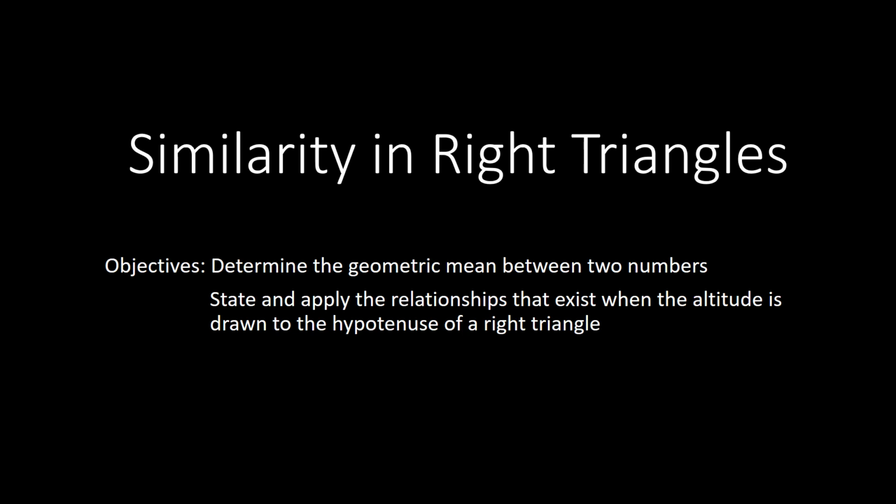In this lesson, you will learn to determine the geometric mean between two numbers, as well as how to state and apply the relationships that exist when the altitude is drawn to the hypotenuse of a right triangle. So we need to begin by dealing with the parts of a proportion.